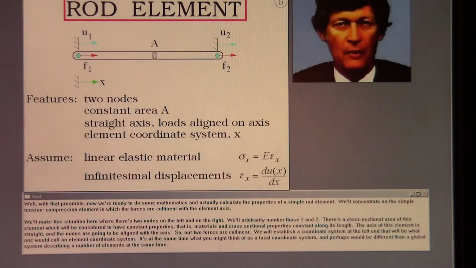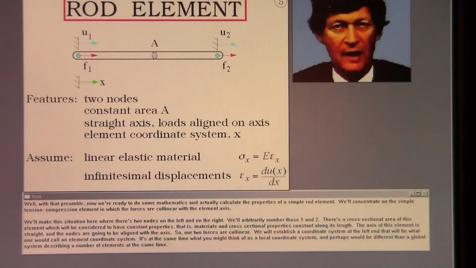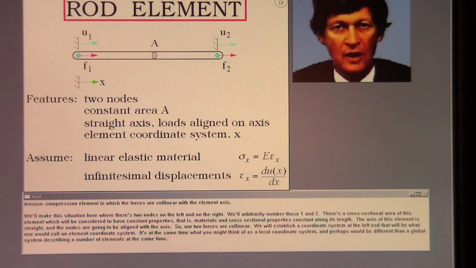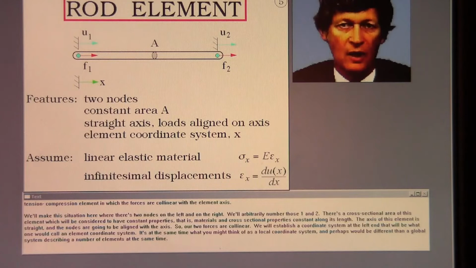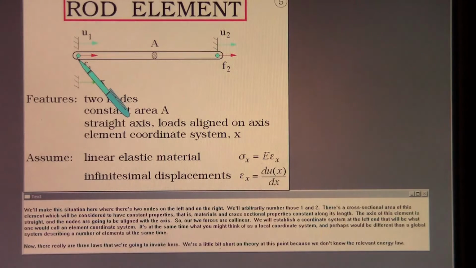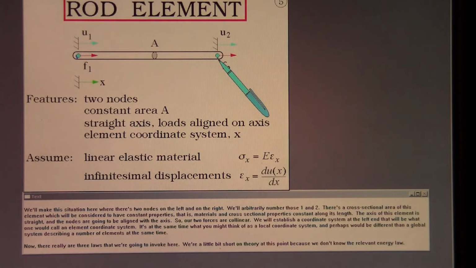Well, with that preamble, now we're ready to do some mathematics and actually calculate the properties of a simple rod element. And we'll concentrate on the simple tension compression element in which the forces are collinear with the element axis. We'll make this situation here where there's two nodes on the left and the right. We'll arbitrarily number those 1 and 2.